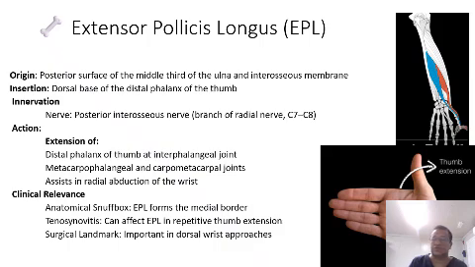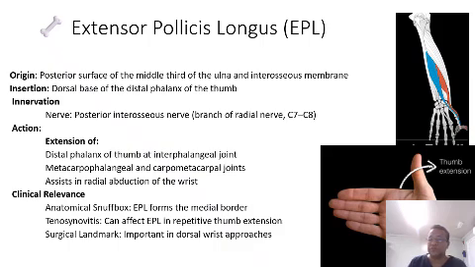So when discussing the innervation of this muscle, it gets innervated by the posterior interosseous nerve, a continuation of the deep branch of the radial nerve. This is important when assessing radial nerve injuries, as thumb extension is a key test.